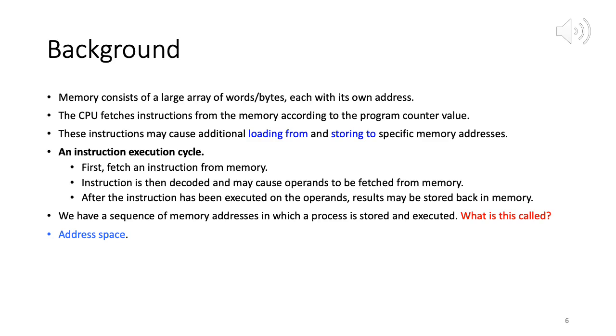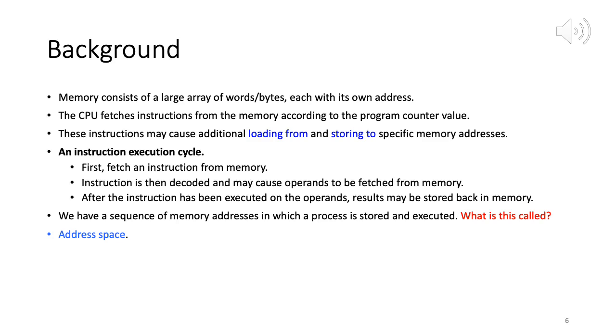So one address, one cell, 1 byte, 8 bits. Four cells, four addresses, 4 bytes and 32 bits. Again, we have a large array of memory cells. Each cell has its own address, and each cell can hold some piece of data, let's say 1 byte.